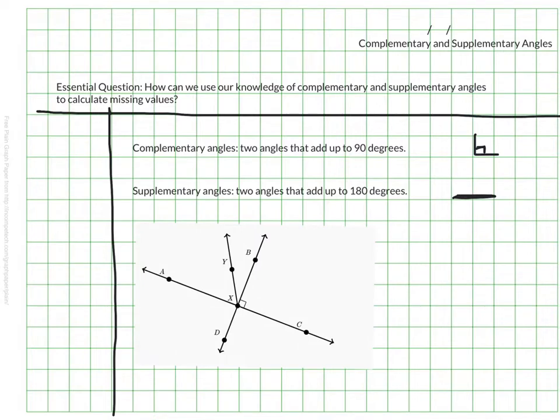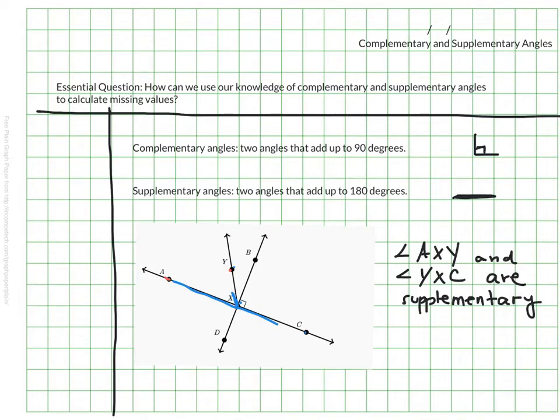And let's be sure that we can recognize examples of complementary and supplementary angles. It looks to me that angle AXY, together with angle YXC, makes a straight line, right? You can see that together these two angles make this straight line, which means those two angles together are supplementary.